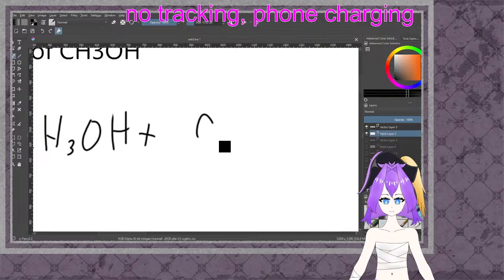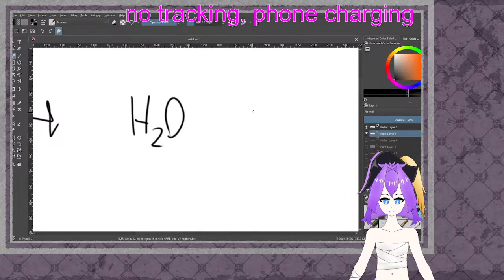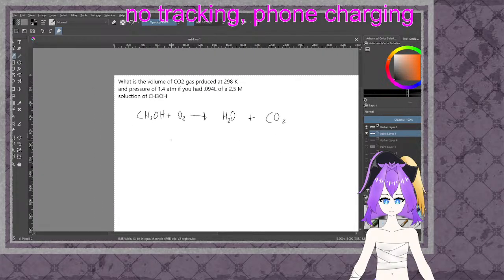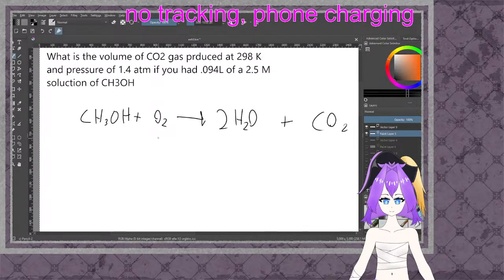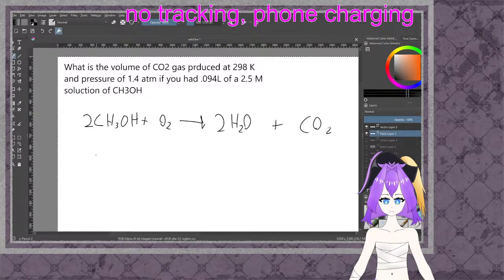Plus O2 turns into H2O plus CO2. Okay. So we have 4 hydrogens here. Yeah, we have 4 hydrogens here. We have 1 carbon, and we have 1, 2, okay, 1, 2, 3, 4. So I guess we would just double this so we can get that oxygen to be an even number. So we have 2 of these, and 4 times 2 is 8.